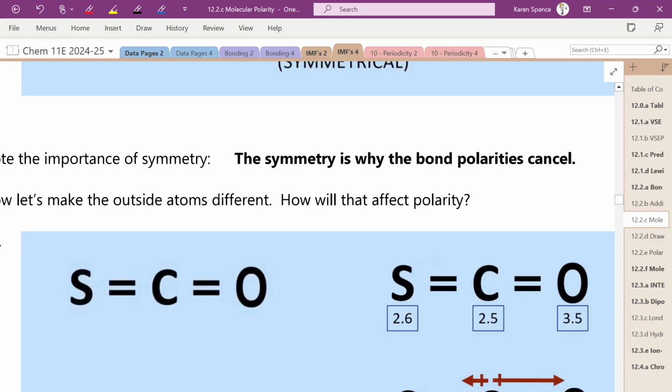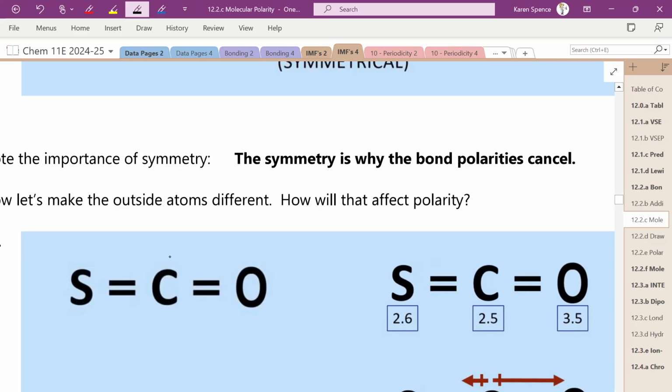Now we don't have symmetry. What keeps this molecule from being symmetric? It's got a carbon, double bonds over here, double bonds over here, but what's different about each side? We have different atoms. If the atoms on the outside of the central atom are different from each other, you will probably end up with a polar molecule, because they'll have different electronegativities.